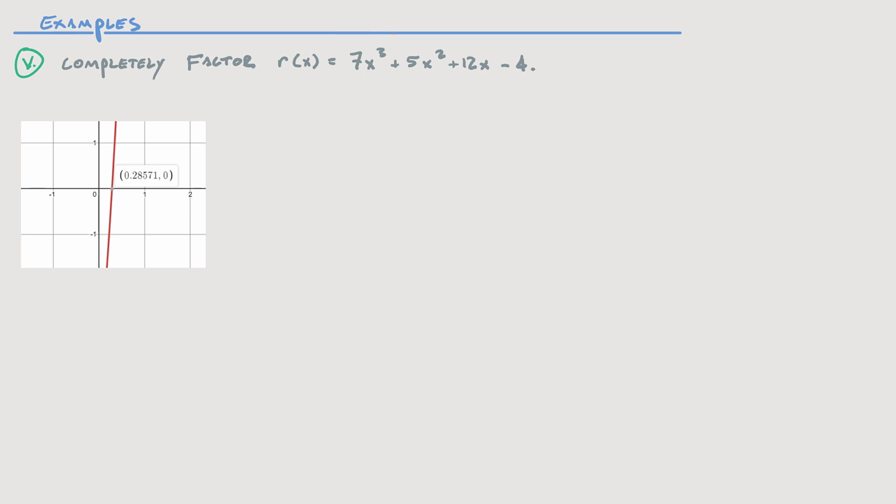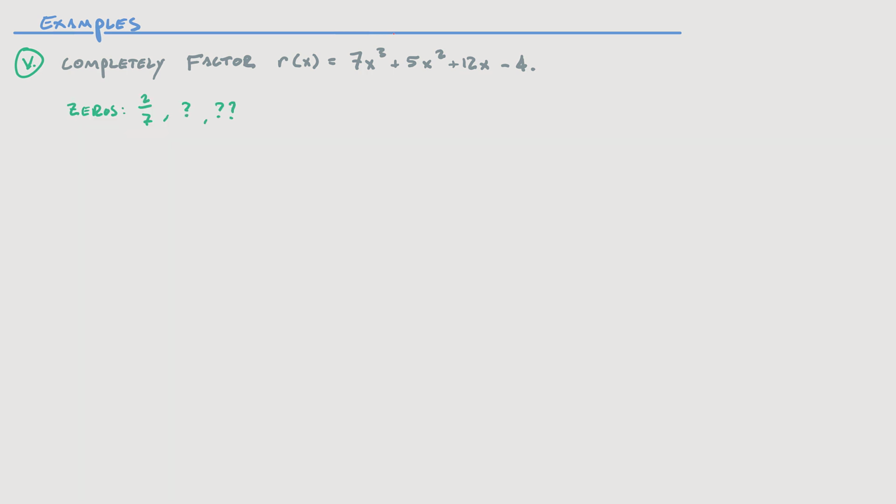Okay, so I zoomed in on Desmos and I found that this decimal is the 0, and that decimal is actually the fraction 2/7. Okay, so this function has a real 0 at 2/7. We don't know what the other 2 are, though. I assume they're imaginary because they don't show up on the graph. They're not x-intercepts. So let's do synthetic division with 2/7.